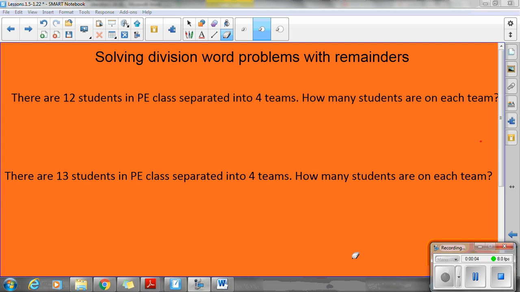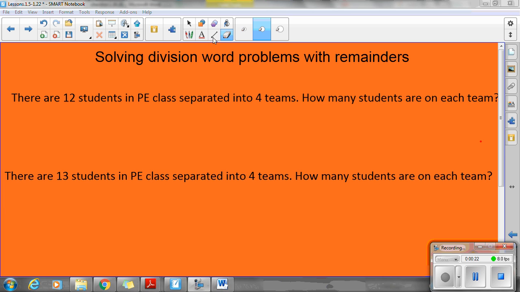Solving division word problems with remainders. First, we're going to solve a division word problem without a remainder. We'll talk about remainders in a minute. The first problem says there are 12 students in a PE class separated into 4 teams. How many students are on each team?